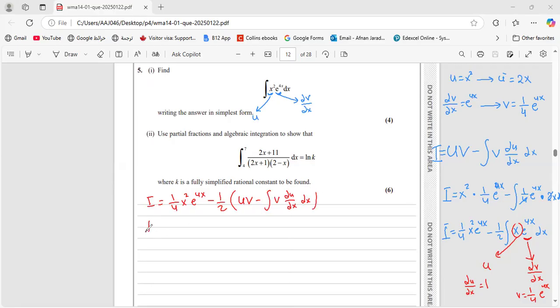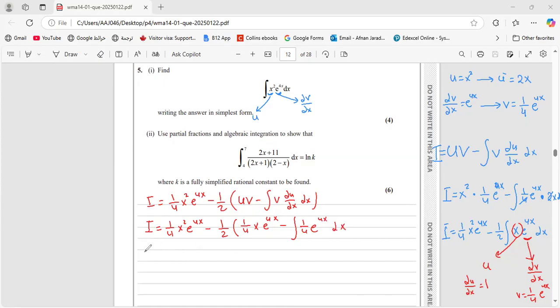So the integration equals 1 over 4 x squared e to the power of 4x minus 1 over 2 multiplied by u, which equals x, times v, which equals 1 over 4, so 1 over 4 x e to the power of 4x, minus the integration of v du over dx, which equals 1 over 4 e to the power of 4x dx.